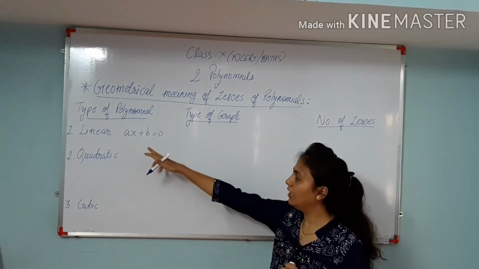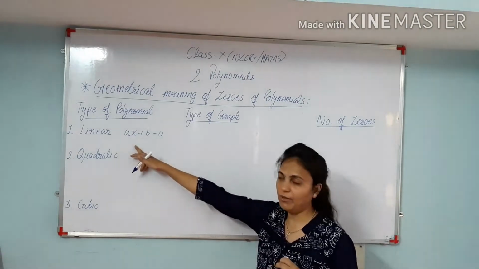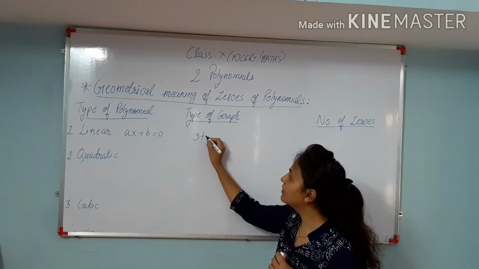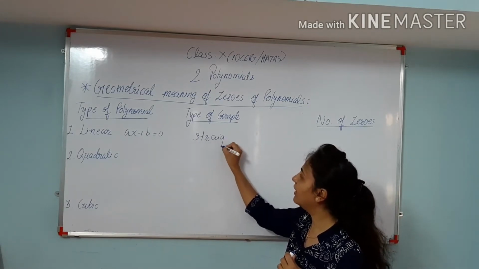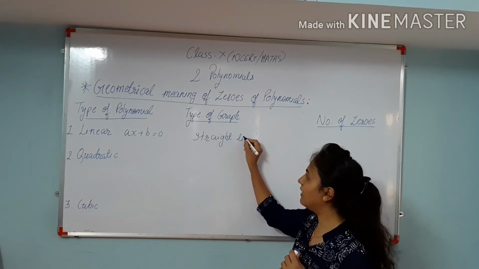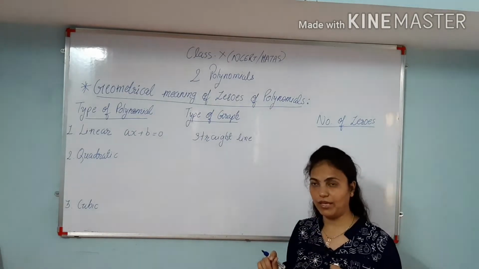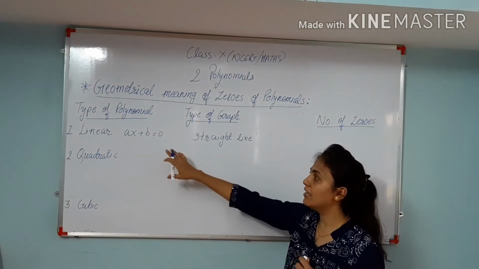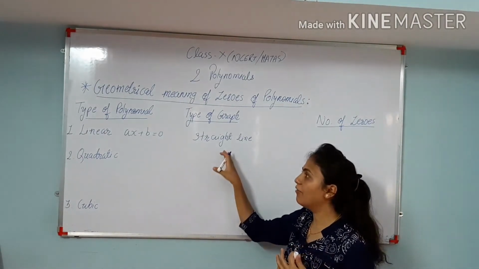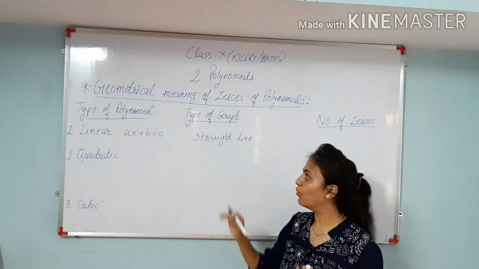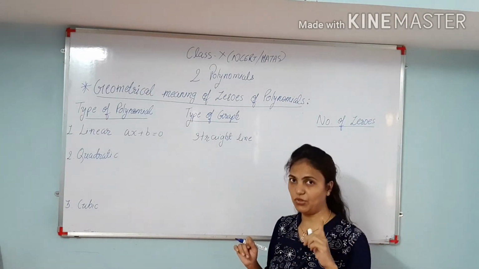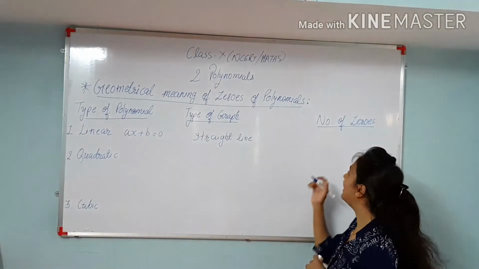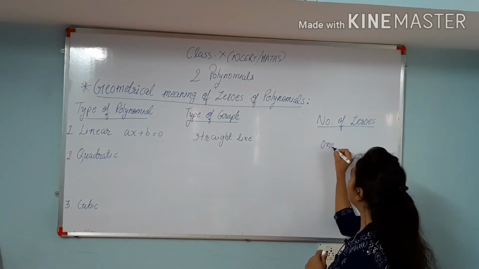Please pay attention. If a linear equation is given, then the graph of such an equation will always be a straight line. We have already studied in the 9th class why this is a straight line. You must remember, if you are asked which kind of graph a linear equation will show, it will always be a straight line. Please remember.